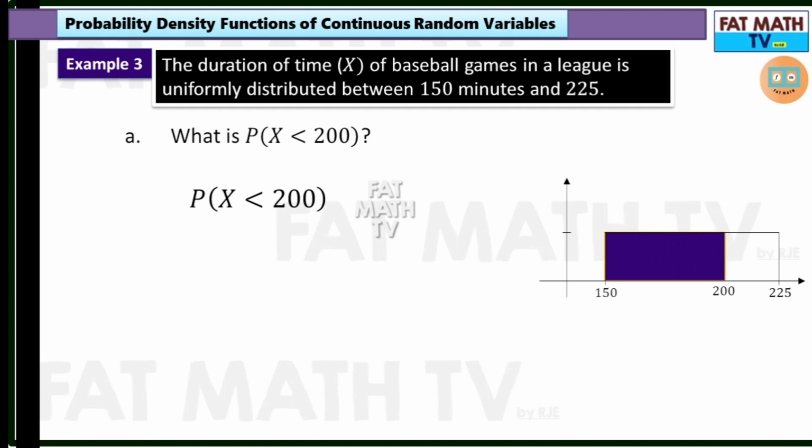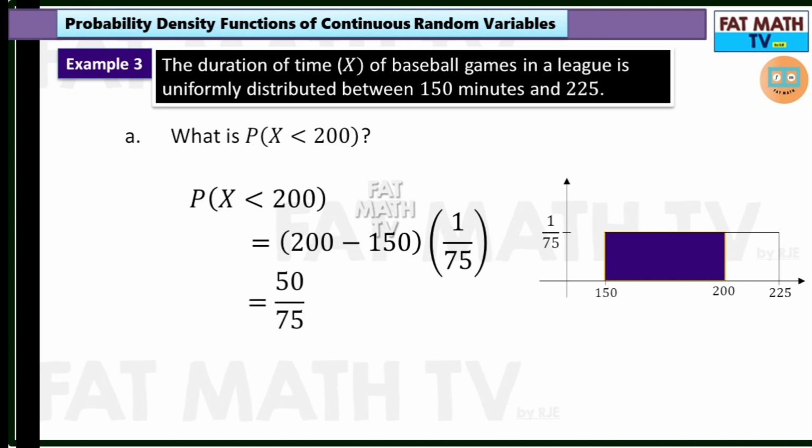So we have, solve for C first, so that's 1 over 75. 1 over B minus A. B is 225, A is 150. So 225 minus 150 is 75. So the height is 1 over 75. And then next is find the area. Area is base times height from 150 to 200. That is 200 minus 150. That is 50 units. So 50 times 1 over 75 is 50 over 75, which is 2/3. Divide 50 by 25, 2. Divide 75 by 25, that's 3. So 2/3.